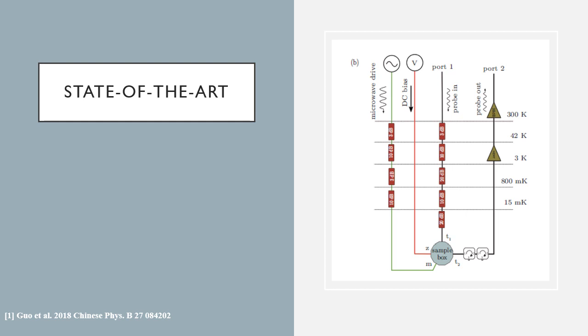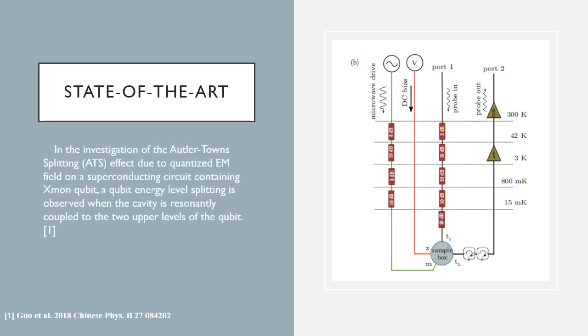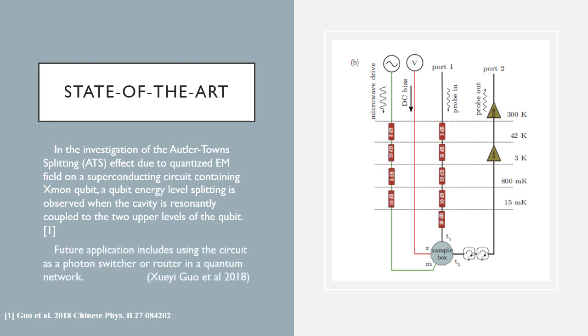Also in 2018, Xue Guo and his colleagues investigated the ATS effect due to the quantized EM fields on the Xmon qubit circuit. They see the qubit energy level splitting when the cavity is resonantly coupled to the two upper levels of the qubit. This property may allow Xmon qubit to be used as a single photon switcher, or rather in a quantum network. On the right is a schematic diagram of the setup.